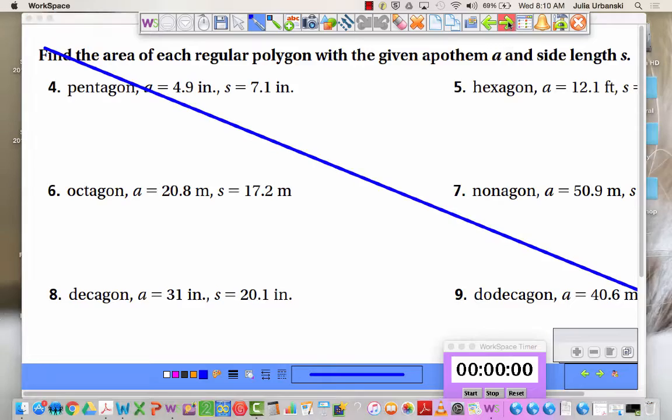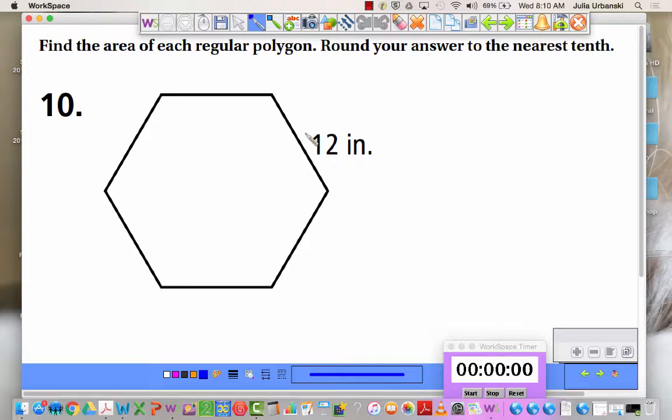Okay, so number 10 is going to be easier because we already know the 12. So we're going to draw the triangle that we need. That's going to help us find the apothem. Or if we were doing it the other way, it would help us to find the height of the triangle. We need the apothem, and we need the perimeter in order to use our formula. Okay, we could... Yeah, we're going to have to use SOHCAHTOA.